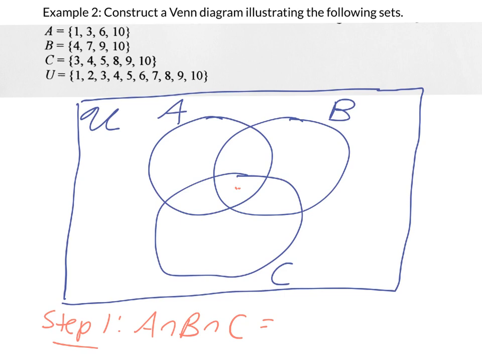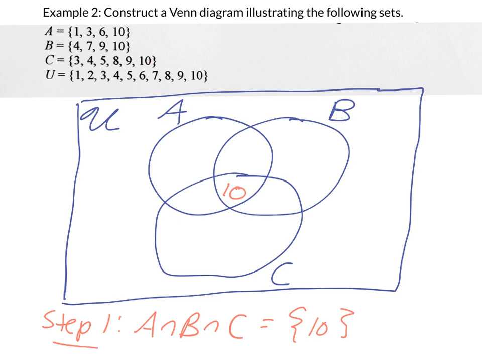Well, let's see. Set A was 1, 3, 6, 10. Set B is 4, 7, 9, 10. C is 3, 4, 5, 8, 9, 10. So when I compare those 3 sets, they all have a 10 in common. And that's it. So it's technically the set with 10. You can see that they all have that 10. And it's going to help in the long run.